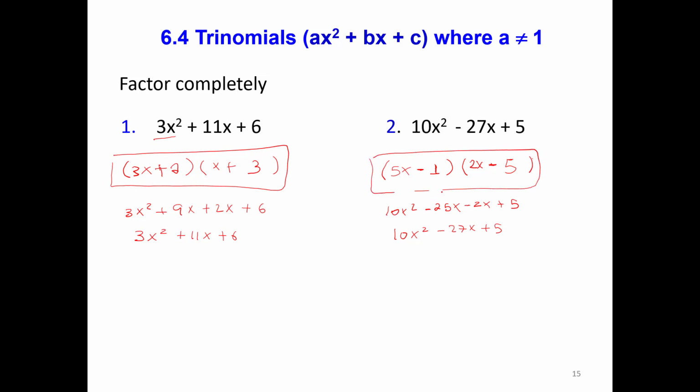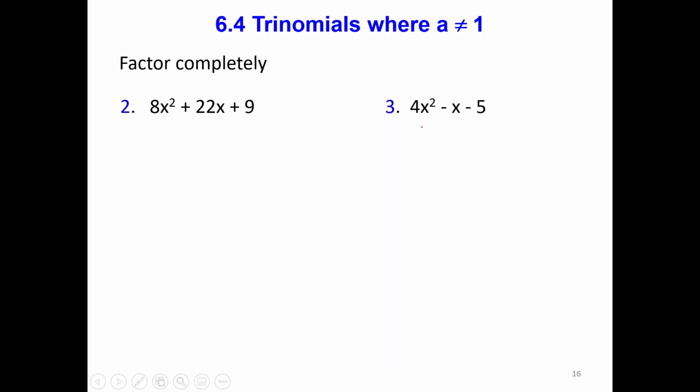If this doesn't work, yes, if here you had something different, then you can, for example, change the numbers here, the order of the numbers. Probably 5 is here, 1 is here, and this is called trial and error. Yes, you will play with the numbers to see what is the right combination to get this trinomial. Let's try two more problems.